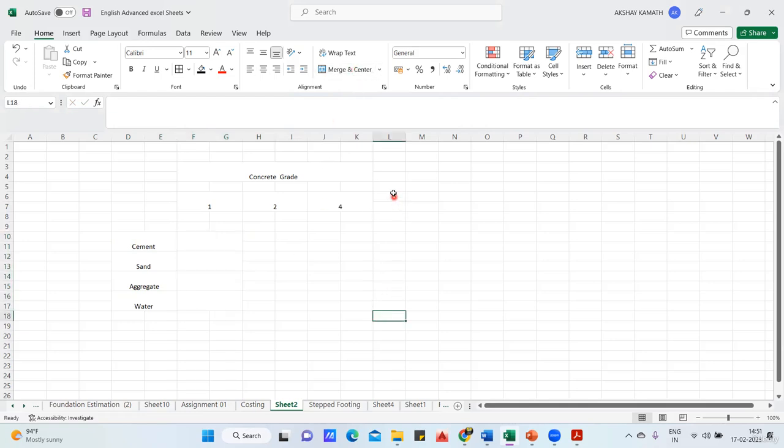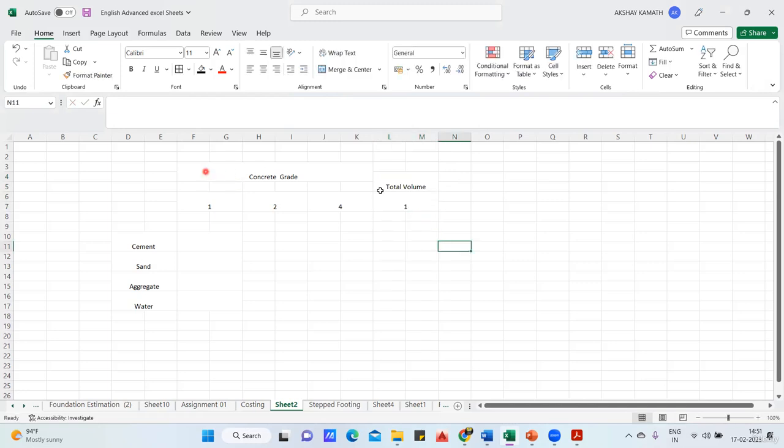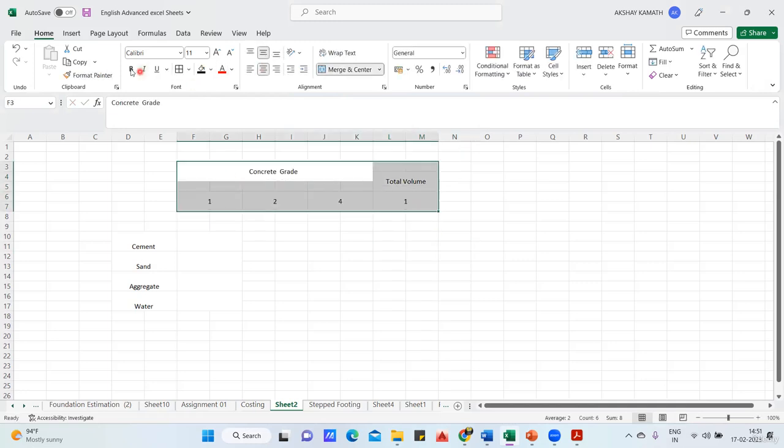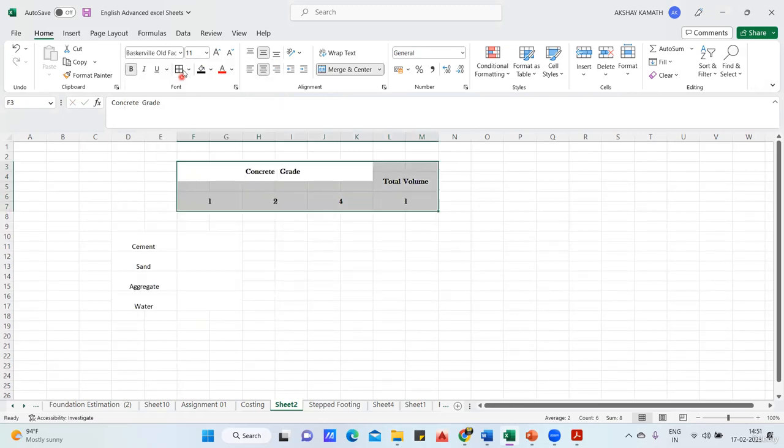And then here I'll write total volume. This portion I'll use for total volume. And I'll write here volume, total volume. Let us, for example, take 1 cubic meter. Now let me make it good. I'll bring it to center, make it bold, and it should look nice.